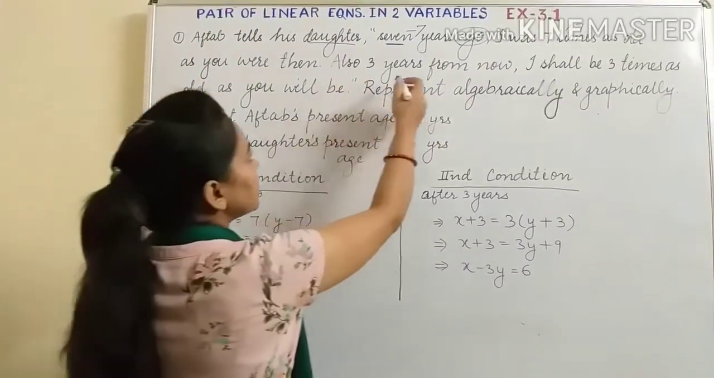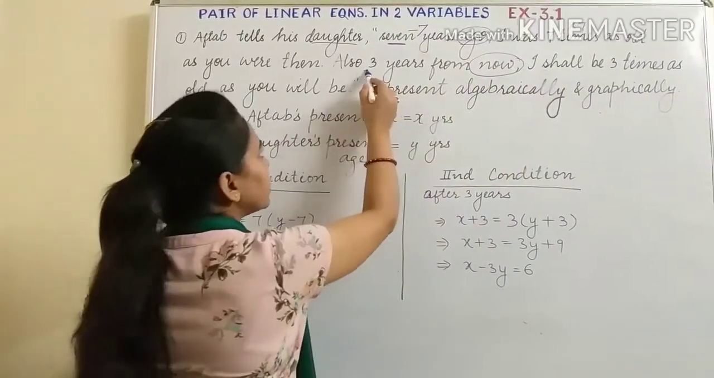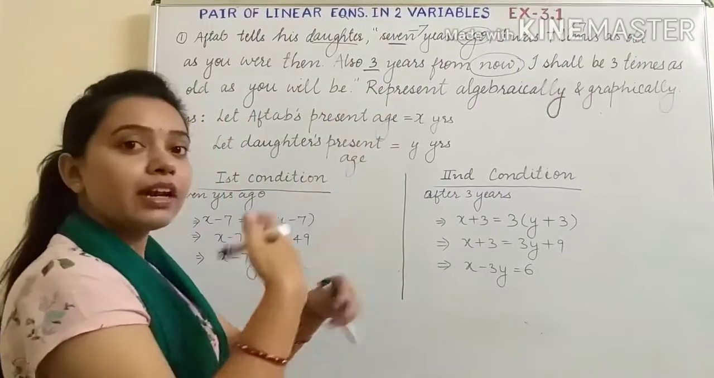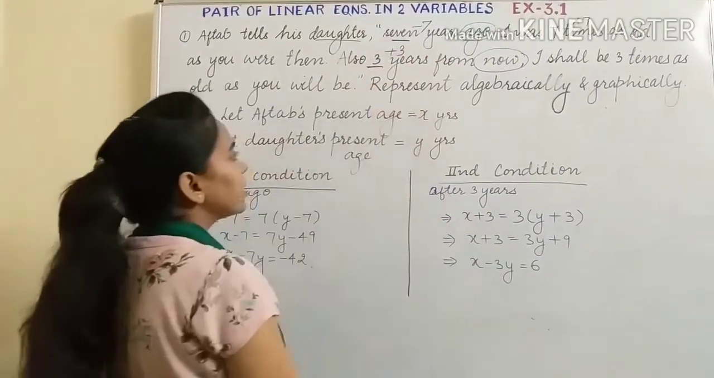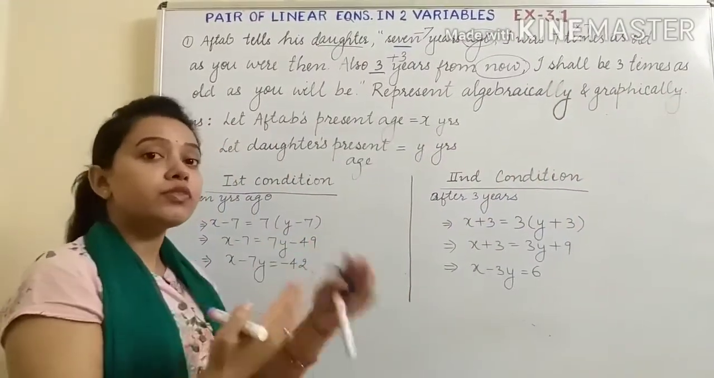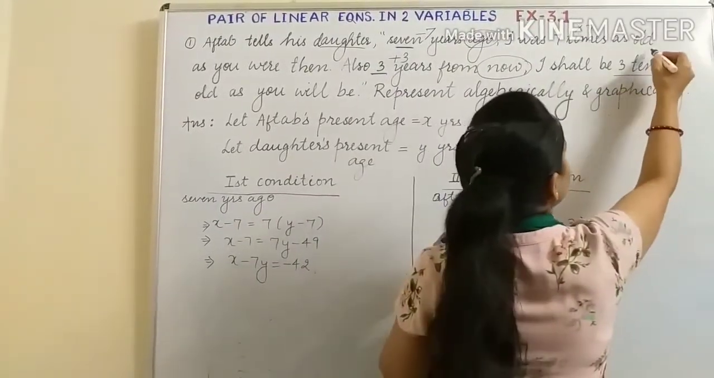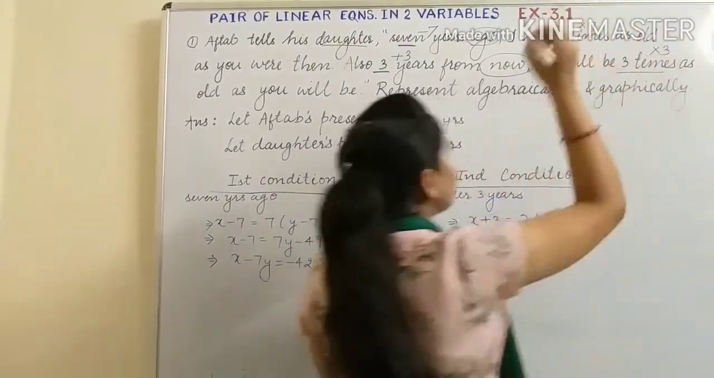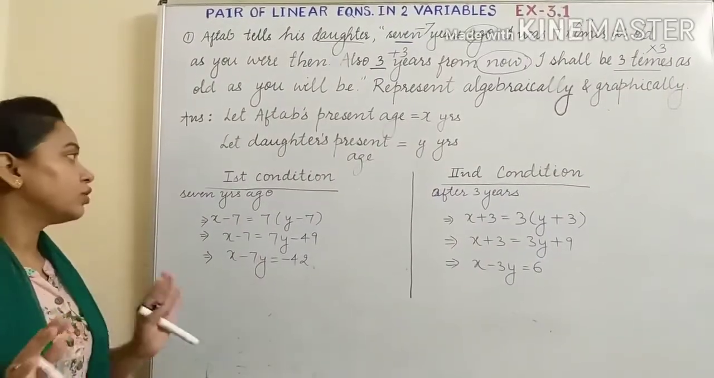Then also, 3 years from now. When you get the word now, whatever quantity is written has to be added, so this will become plus 3. "I shall be 3 times": he is talking about the future, after 3 years, when he will be 3 times his daughter's age. Okay, now we move to the conditions.